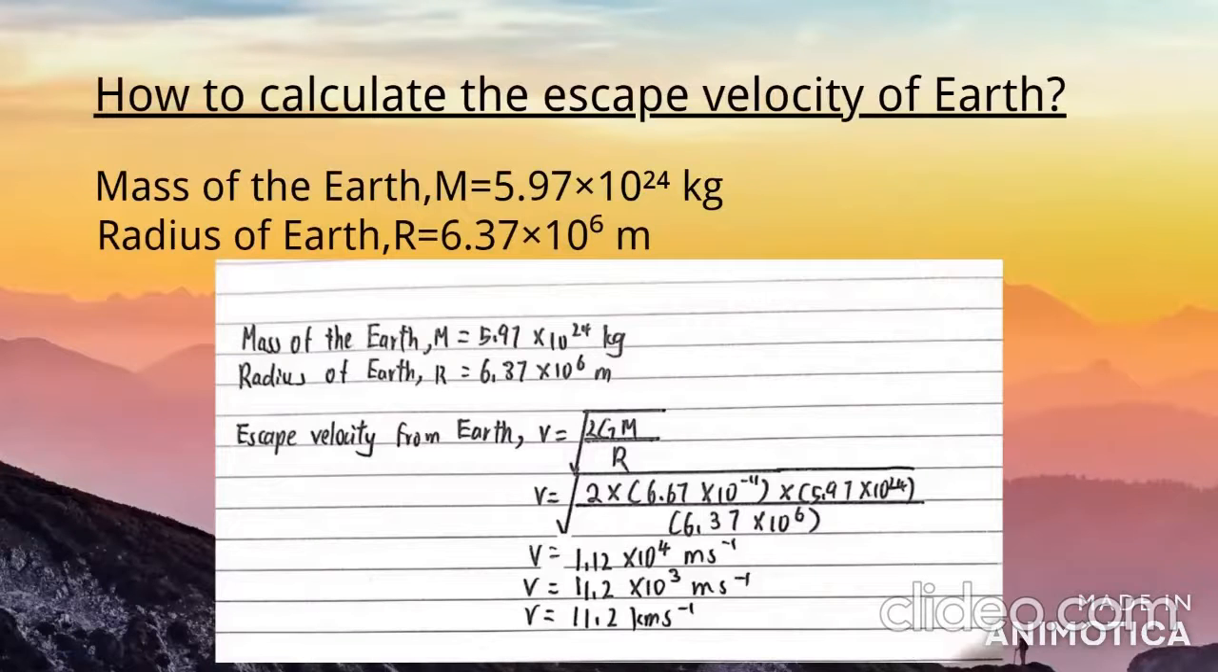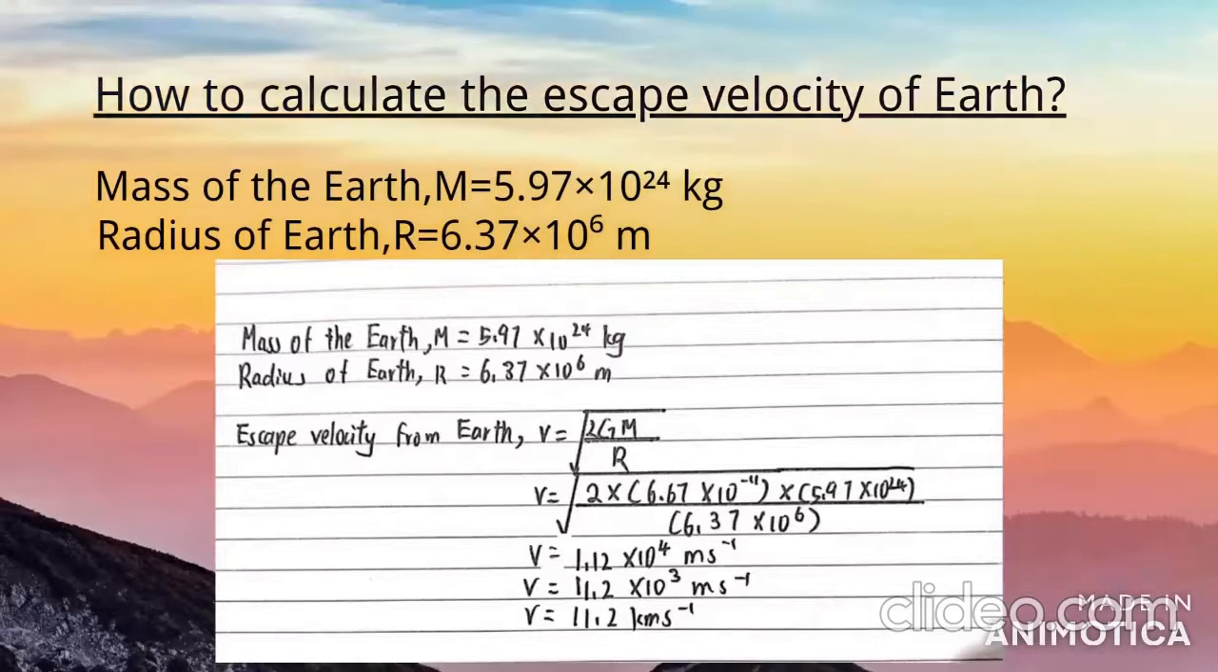This is the way to calculate the escape velocity of Earth. The mass of the Earth, M, is equal to 5.97 times 10 power 24 kilograms. The radius of the Earth, r, is equal to 6.37 times 10 power 6 meters. For the escape velocity of Earth, we use the formula v equal to the square root of 2GM over r. We get v equal to 11.2 kilometers per second.